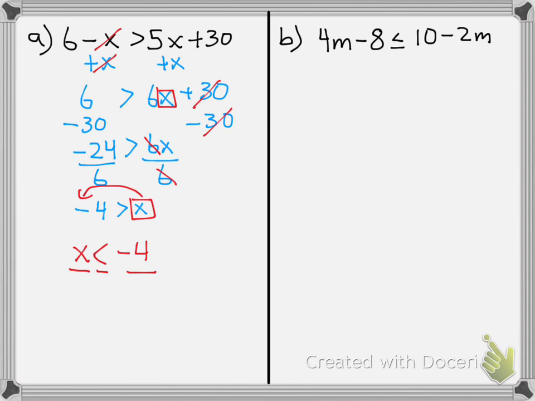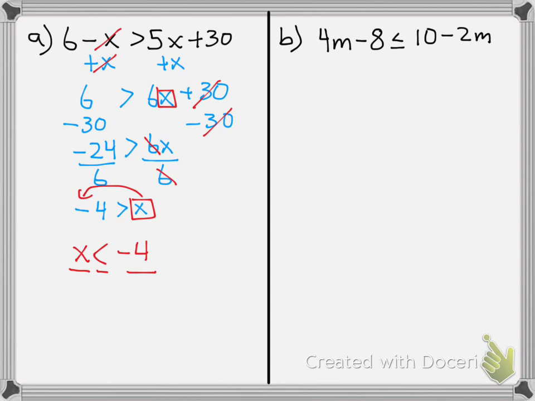Okay, now we move on to B. We have a similar equation. We have 4m minus 8 is less than or equal to 10 minus 2m. Once again, we're going to look for our old man, which is m. We actually have two of them, but we've got to move one over to the other side. Once again, the 4 is bigger than the negative 2, so we're going to move the negative 2 over to this side in order to start.